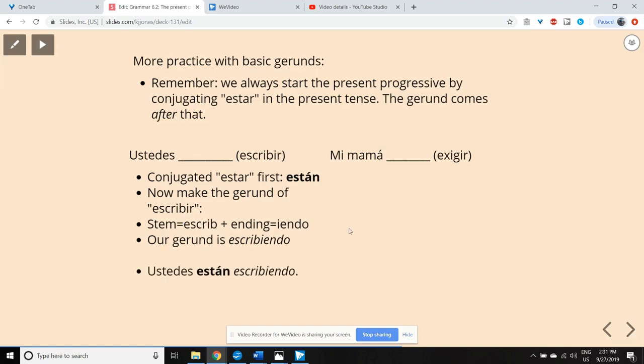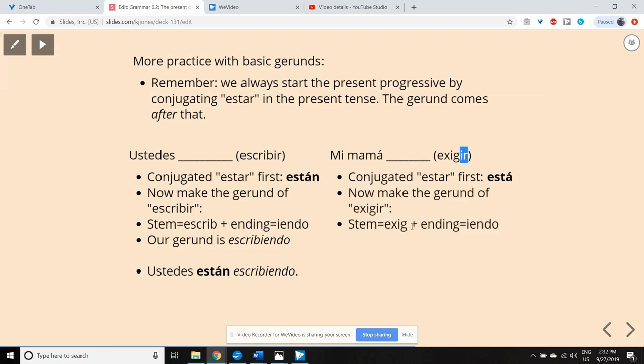This is correct. And since they give you the verb exigir, I don't know why, in your textbook, it's not that commonly used. We're going to make use of it in the present progressive tense. So the first thing, of course, we need to do is conjugate estar to agree with the singular subject noun mamá. And that is naturally está. Now we're going to make the gerund of exigir. Simple. Derive our stem by removing the IR infinitive ending. That gives us exigiendo, right?